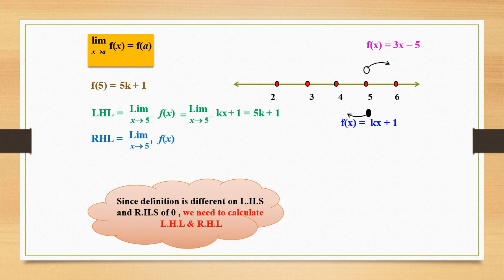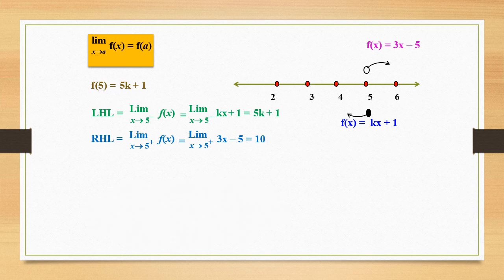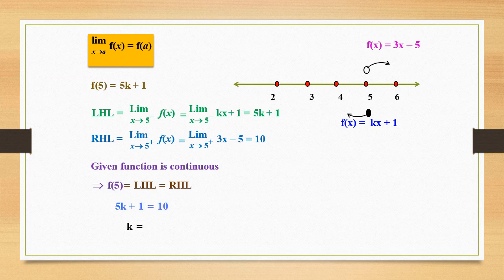Next RHL, limit of f of x as x tends to 5 plus, limit of 3x minus 5 as x tends to 5 plus, which is equal to 10. So again we know that the function is continuous at x is equal to 5. So equate all the three values f of 5, LHL and RHL, and on simplifying we get 5k plus 1 is equal to 10, or k is equal to 9 by 5.